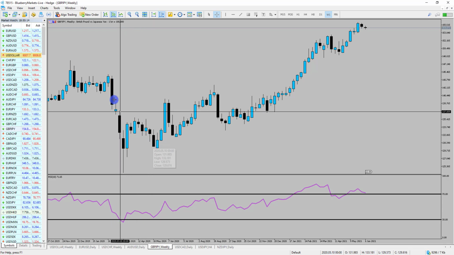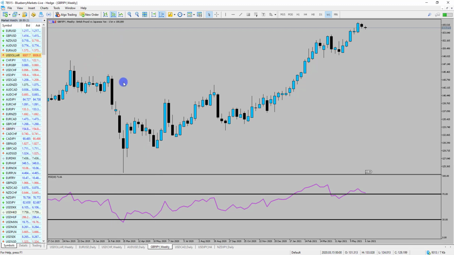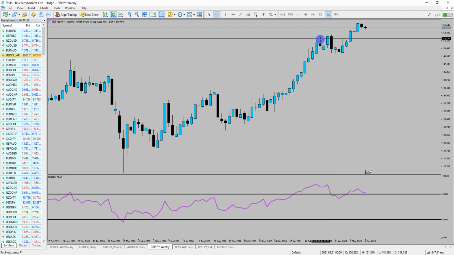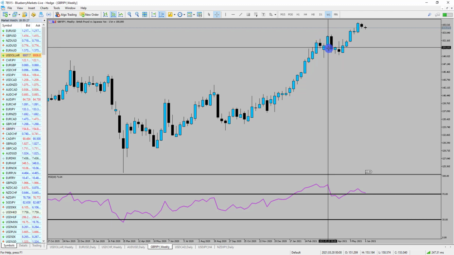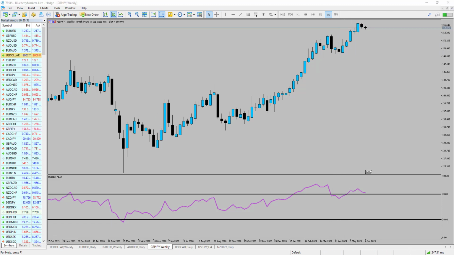We did get a bit of a chunk down around about 100, a good few points there actually. Sorry, over here I should say, in 2021. So we had a bit of a move down, but not really anything too aggressive.